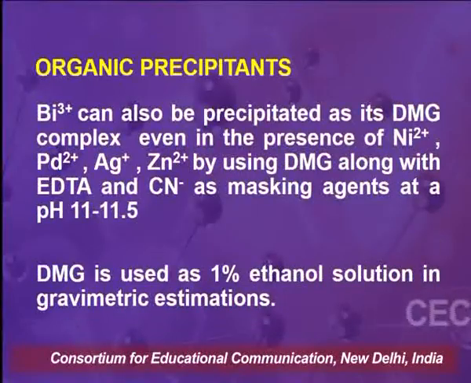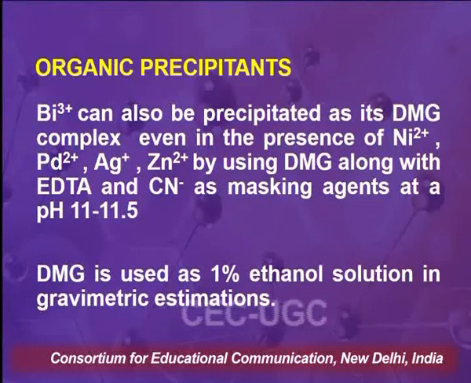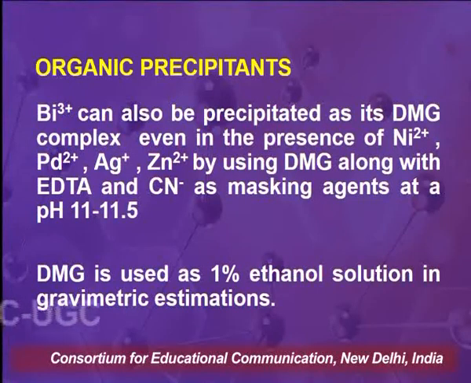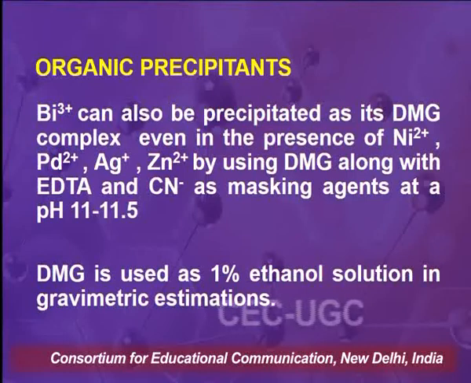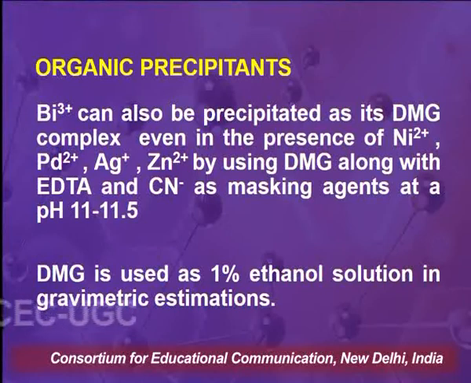Bismuth ions can also be precipitated as its DMG complex even in the presence of nickel ions, palladium ions, silver ions or zinc ions by using dimethylglyoxime along with EDTA and cyanide as masking agents at a pH of 11 to 11.5.